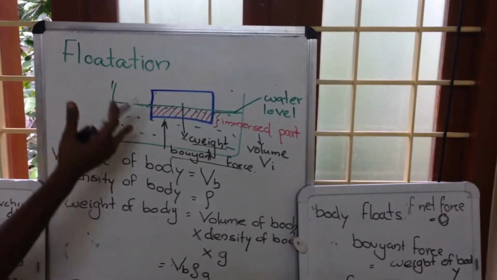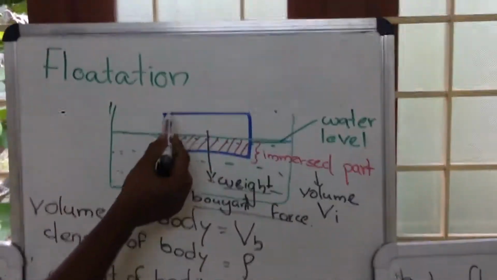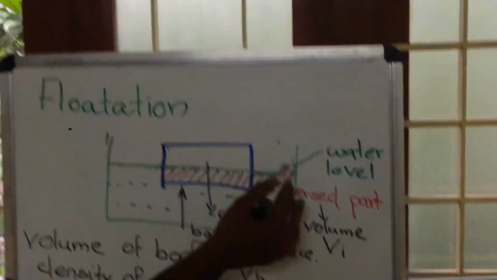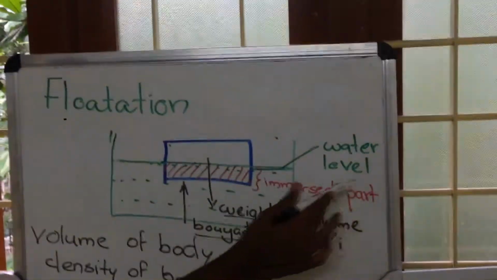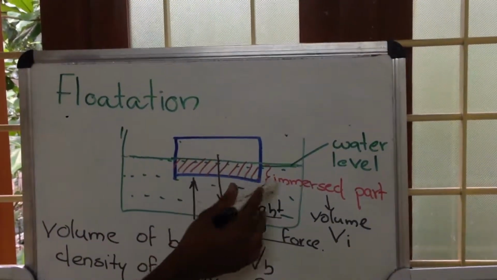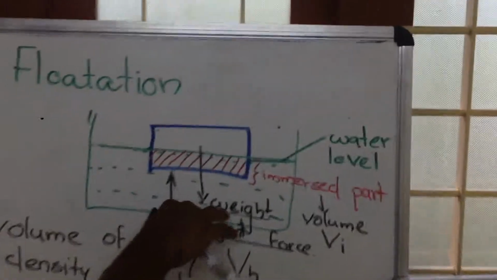So we are going to study about flotation. Here, this blue object is the one which is floating in the water, and this water is being kept in a tumbler, say. This green line shows the water level, and the part shown in this red mark is the immersed part, which is inside the water level.